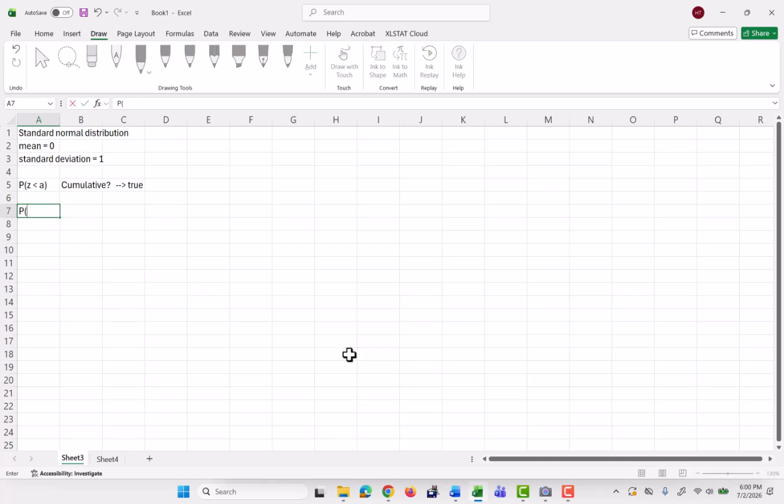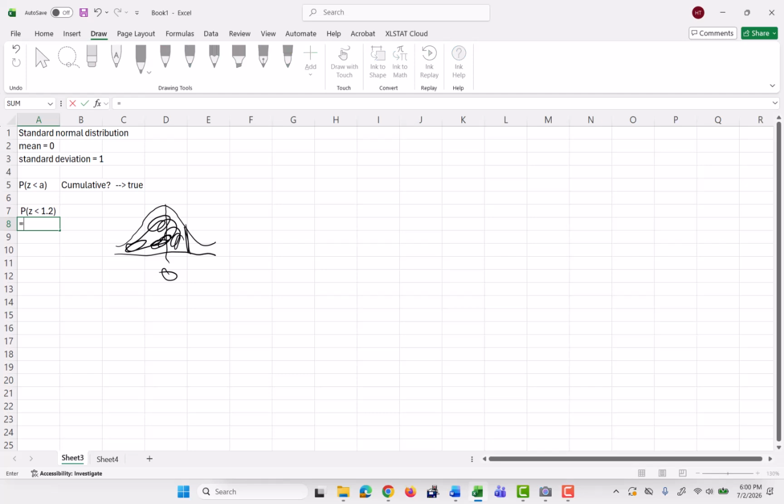So let's say we want to find the probability that z is less than 1.2. Remember, we're looking at a bell curve where the middle is the mean, and that's 0 in the standard normal. So positive 1.2 is up here somewhere. Less than is going to be this area. Remember, half the curve is 0.5, so this probability better be greater than 0.5.